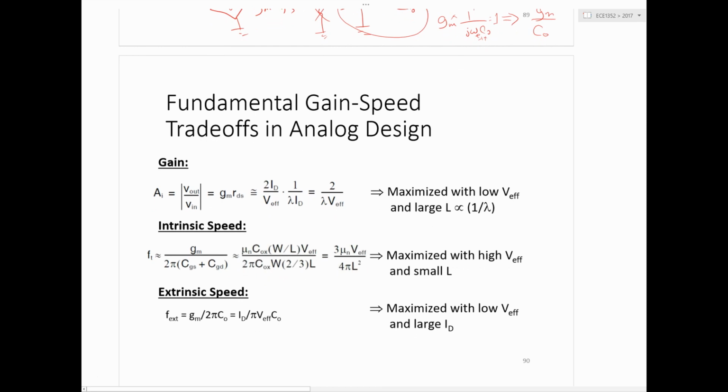So this is just summarized here. Gain is maximized with low V effective and large L. Intrinsic speed is maximized with high V effective and small L. And extrinsic speed is maximized with low V effective and large ID.